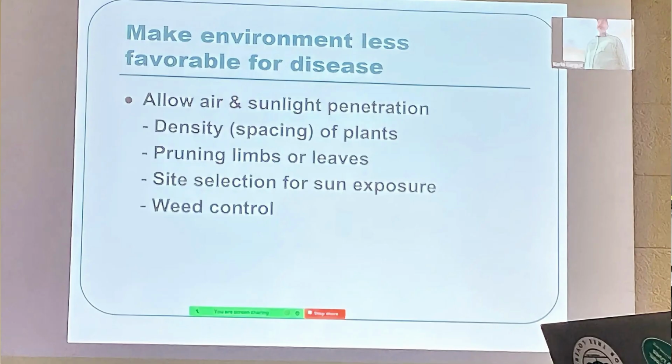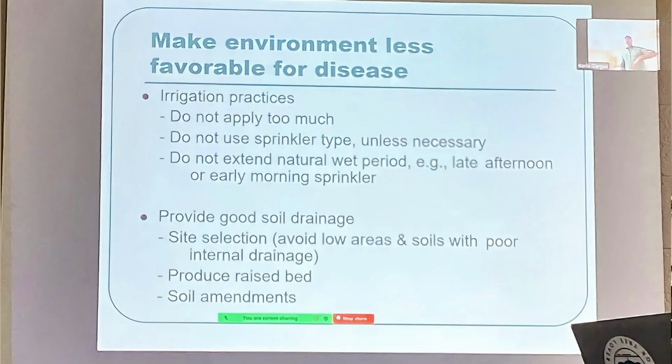And then make the environment less favorable for disease. Allow air and sunlight penetration: density and spacing of plants, pruning limbs or leaves, site selection for sun exposure, weed control. And then irrigation practices: do not apply too much, do not use sprinkler type unless necessary, do not extend the natural wet period, water in late afternoon or early morning. Provide good soil drainage, site selection: avoid low areas and soils with poor internal drainage, produce raised beds, and soil amendments.